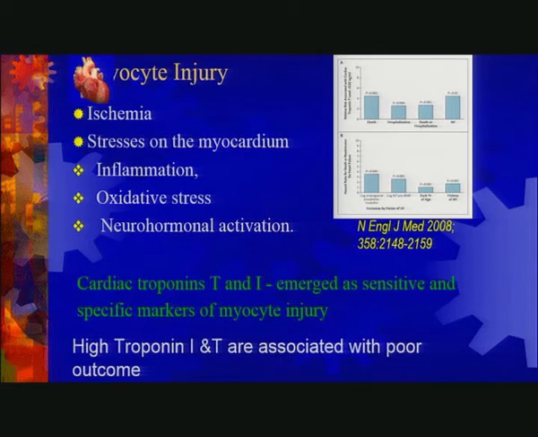What they found is that the best marker for that, as you know, is troponin I, and it correlates very well with the amount of necrosis or loss of cardiac myocytes. That's why they found that an increased level of troponin I in patients with heart failure is associated with poor outcome, and it correlates very well with mortality, as you see here, in patients with heart failure.